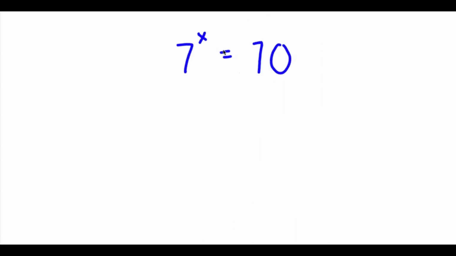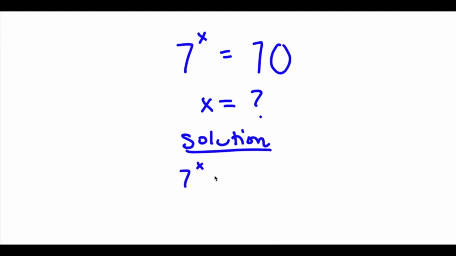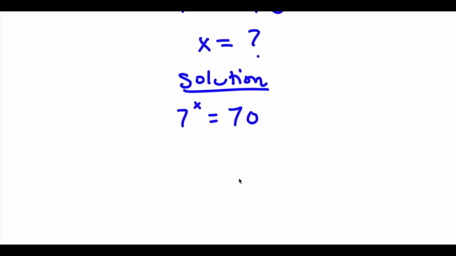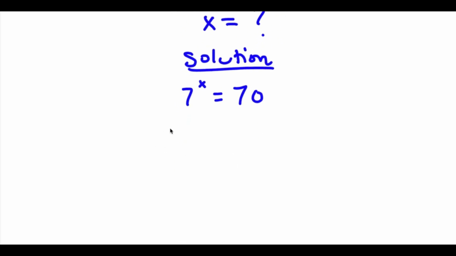Alright, so I have 7 to the power of x is equal to 70. So now I want to solve for the value of x. So for my solution here, 7 to the power of x is equal to 70. Now the first thing I'm going to do is I'm going to take the log on both sides. So now I have log 7 to the power of x is equal to log 70.